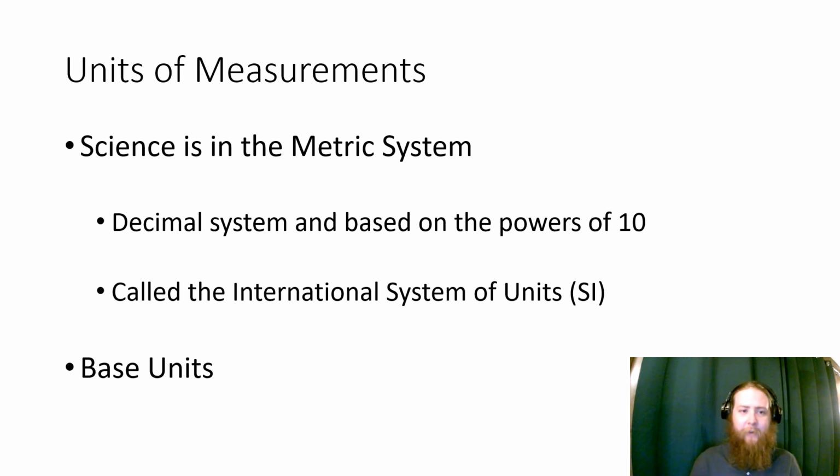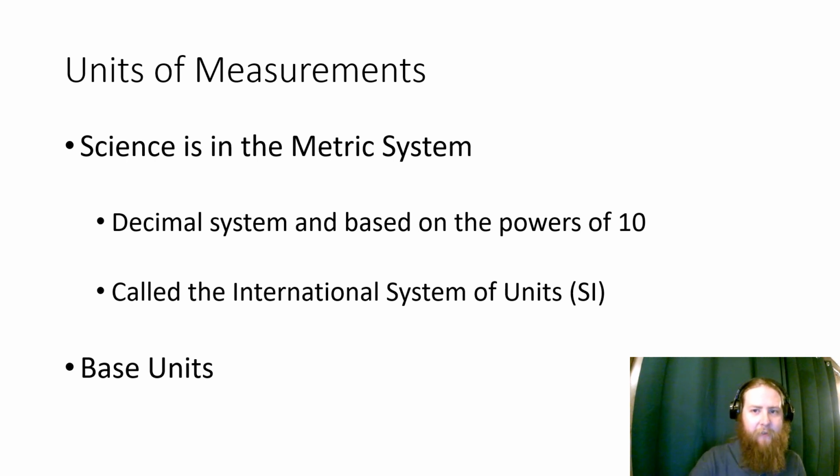All right, so units of measurement. In biology and in all the sciences, we're going to use the metric system. More specifically, we're going to use the International System of Units, the SI. This is a decimal system based on powers of 10. So you shouldn't be using fractions in science. Mr. Greer will prefer decimals. And there are base units, or categories of what we're measuring.